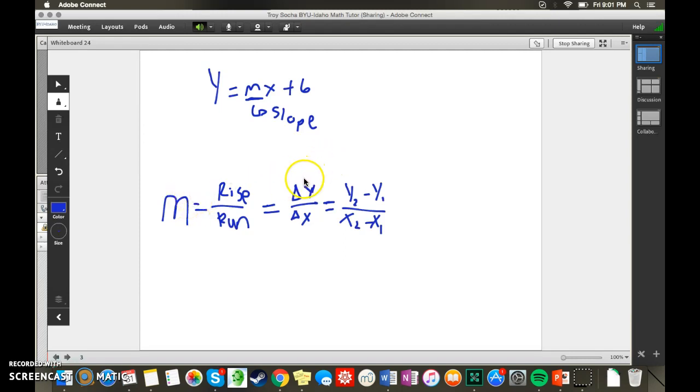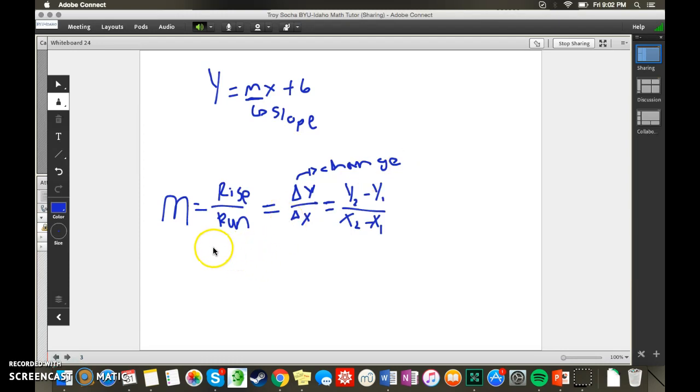The triangle is delta, or delta y over delta x. Delta just means change. So it's the change in y over the change in x. So you get this strange looking fraction thing, but it's really easier than you think. With the change in y over the change in x, it looks something like this.